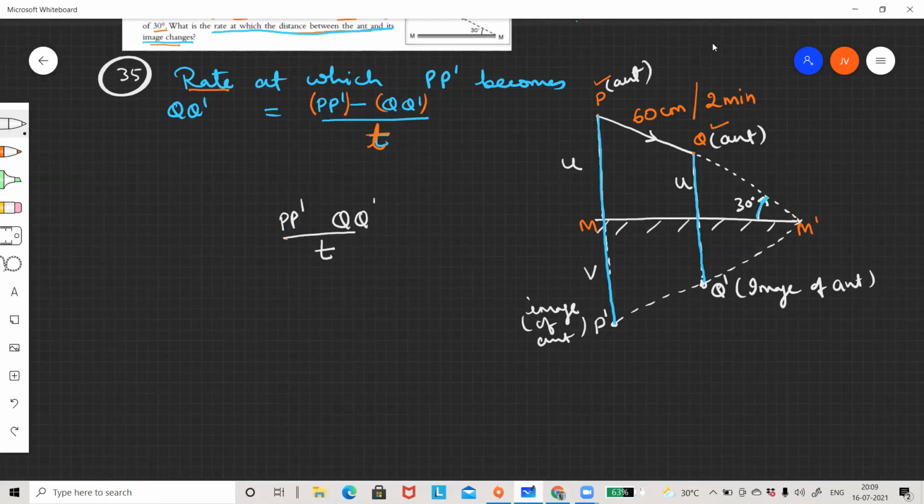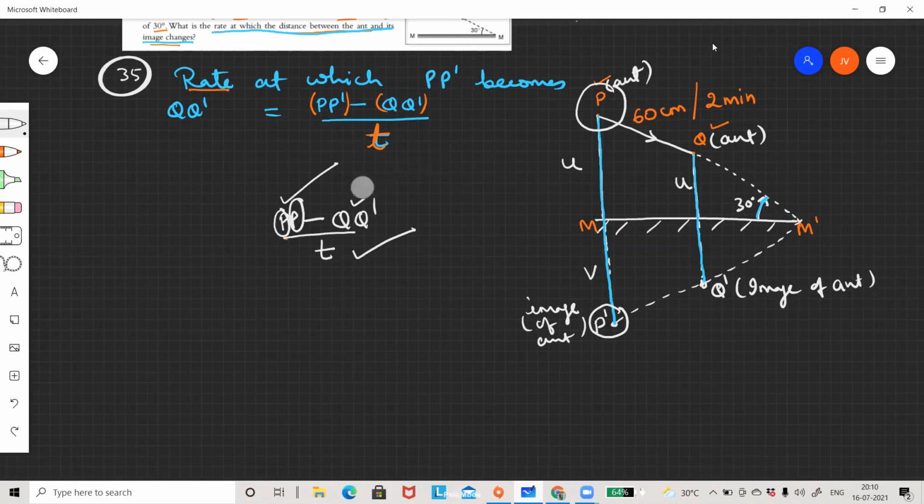Whenever they say change, we have to find a difference, the difference of distance between the ant and its image. The distance between the ant and its image in the beginning was P prime. Later, it became Q prime. So we have to find the rate of change. Rate means with respect to time. Change means change in the distance between the ant and its image.